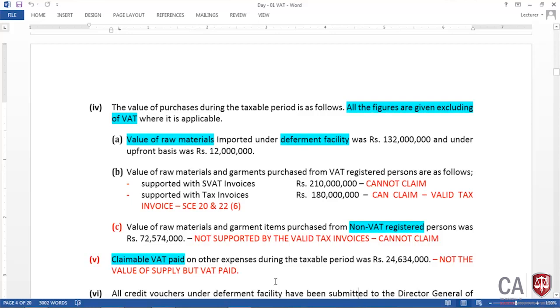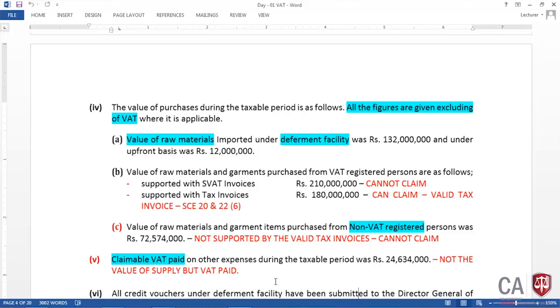Then we will go to Roman 4 on purchases. The value of purchases during the taxable period is as follows. All figures are given excluding VAT where applicable. That means the value of supply is given as 100. Then the value of raw material imported under the deferment facility was rupees 132 million, and on an upfront basis 12 million. Now this is the value of raw material, not the VAT. In the second paragraph, it is very clearly mentioned that the company has registered for the deferment facility. Please go through this deferred VAT part.